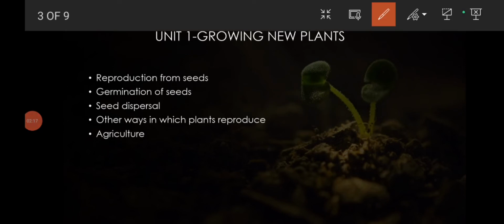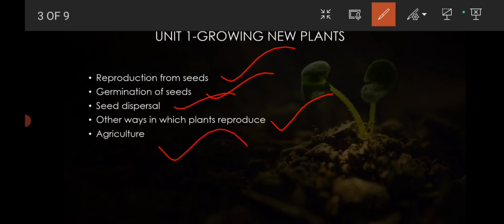The first chapter in this Collins book is about growing new plants. In this chapter, we are going to see reproduction from seeds, germination of seeds, seed dispersal, other ways in which plants reproduce, and the things we do in agriculture. First, let us see reproduction from seeds. Mostly the growing of plants is from seeds. So today let us see what reproduction is and how plants reproduce through seeds.